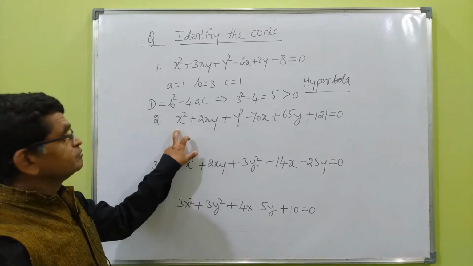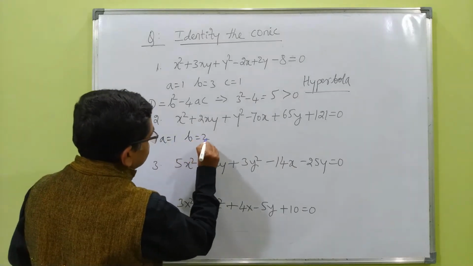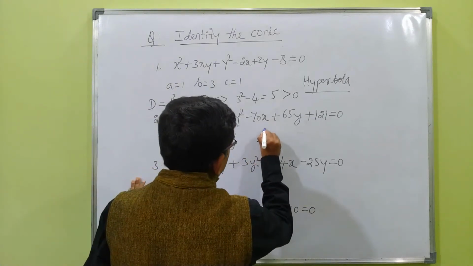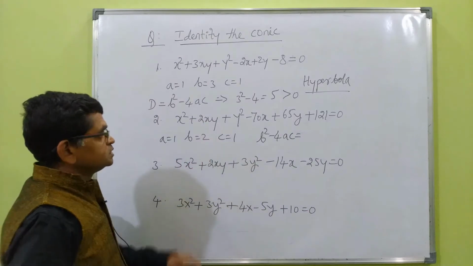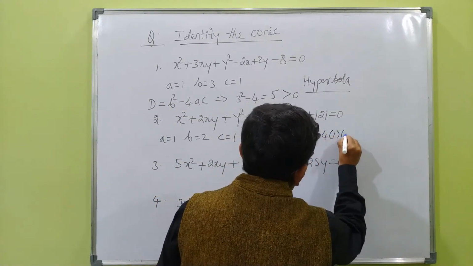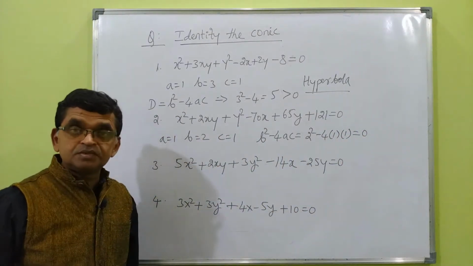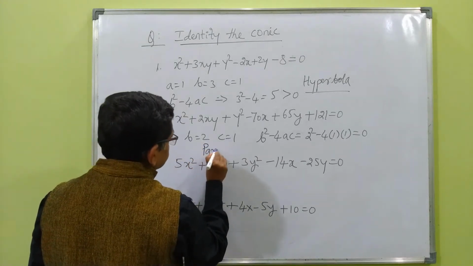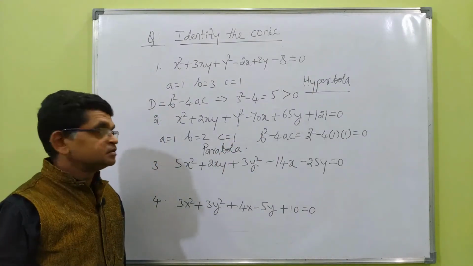Consider the second one. A is 1, B is 2, C is also 1. B squared minus 4AC is equal to 2 squared minus 4 into 1 into 1, that is 0. If the discriminant is 0, that means parabola. So the curve is a parabola, isn't it?